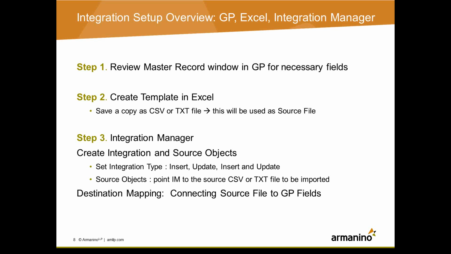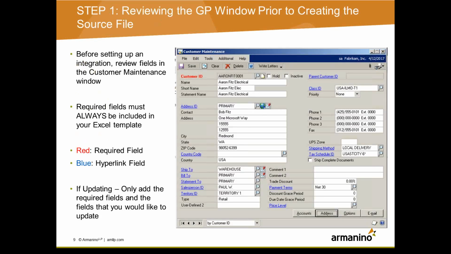So to take a look at this a little bit further, step 1 is to review the window in GP. So I have a little bit of an example here. So we have a customer ID that's already existing. A thing that you'll notice is that there's red fields and blue fields. The red fields are the required fields, and the blue fields are pre-existing fields, meaning that they have to be set up in order to update.